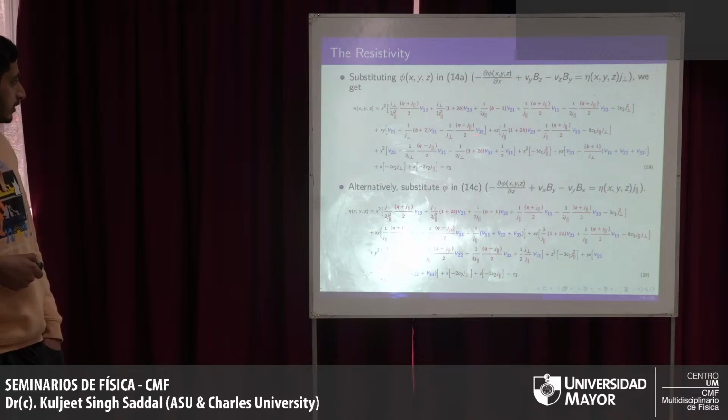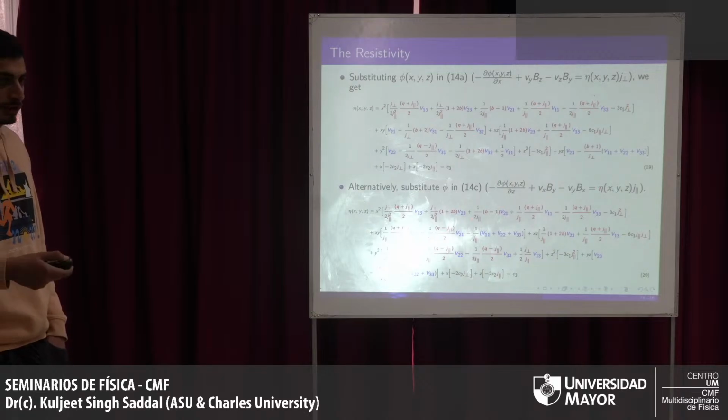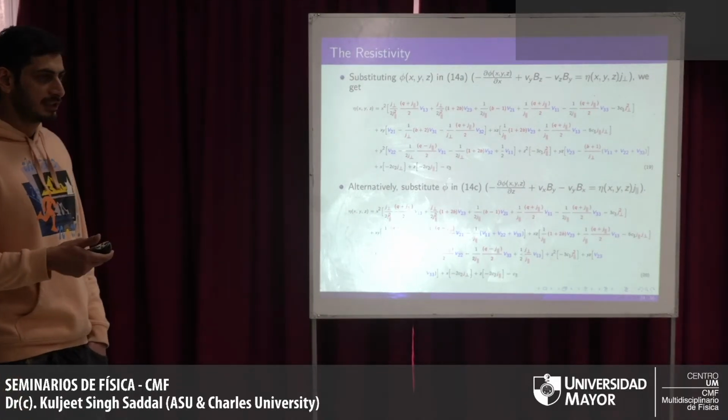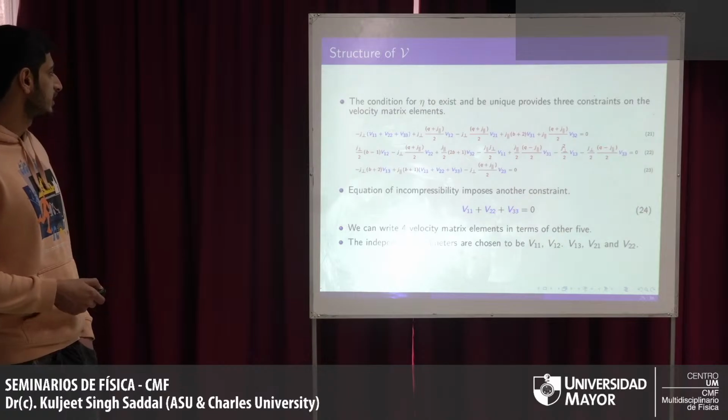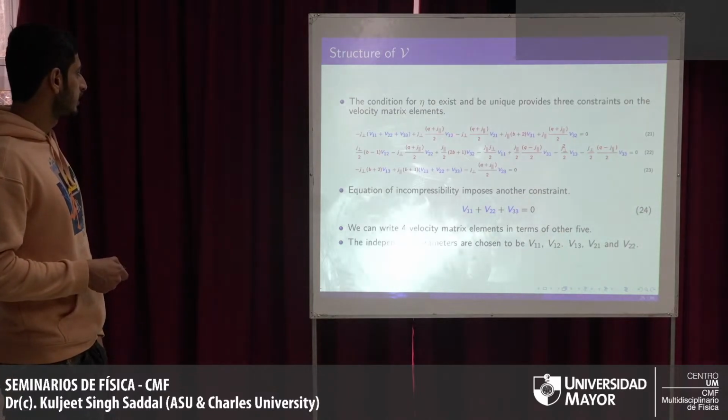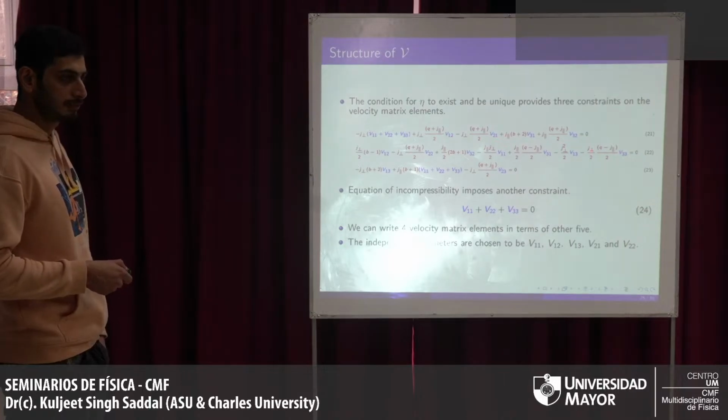The coefficient of xy should be the same as the coefficient of xy, and so on and so forth. So it gives us 6 relations, but 3 of them are trivially satisfied. So we get only 3 relations out of this. You can notice that the relations are linear in V.